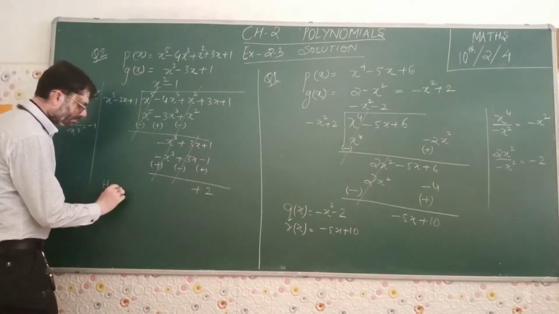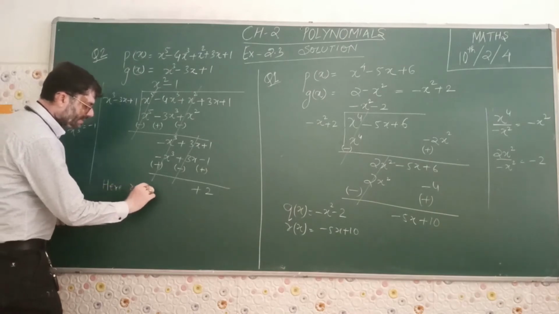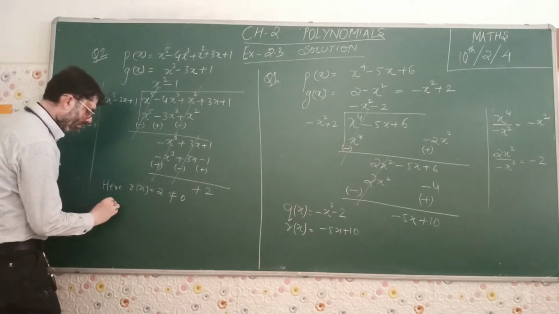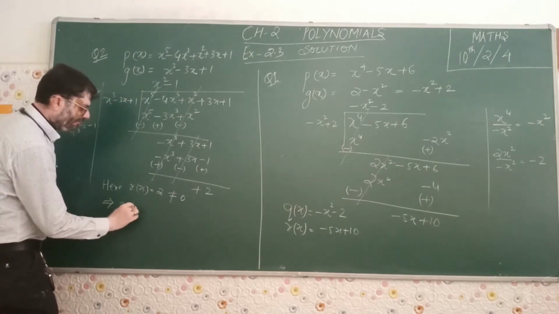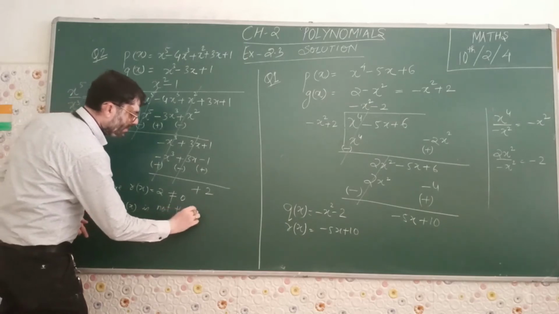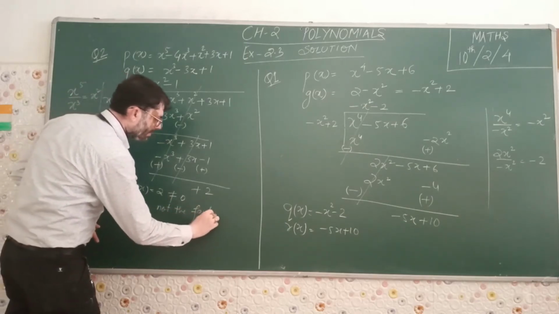Here r of x is equal to 2, which is not equal to 0, implies g of x is not a factor of p of x.